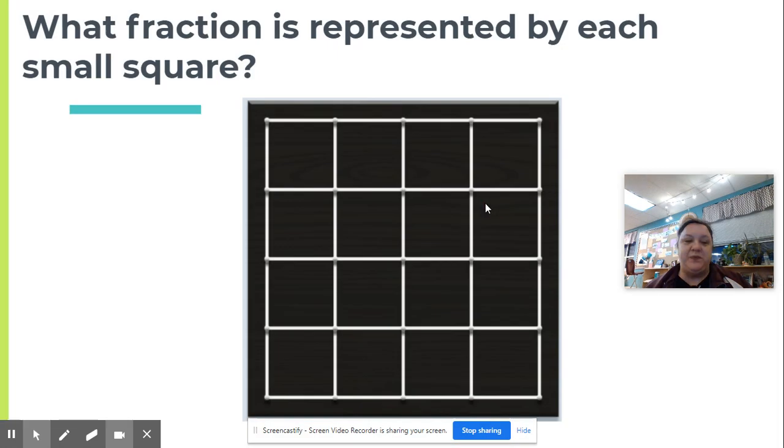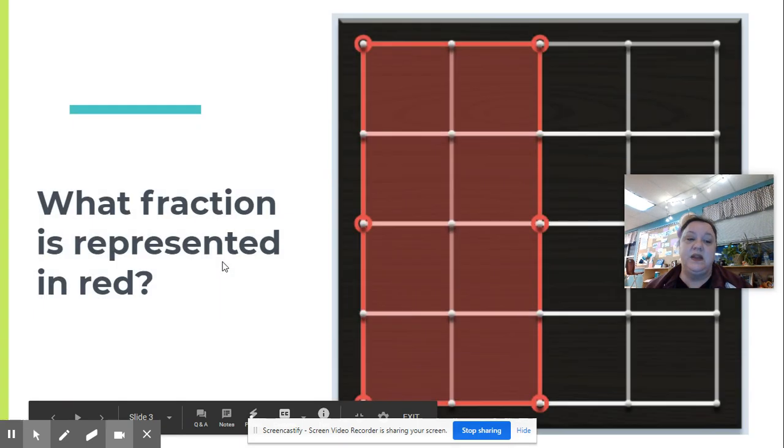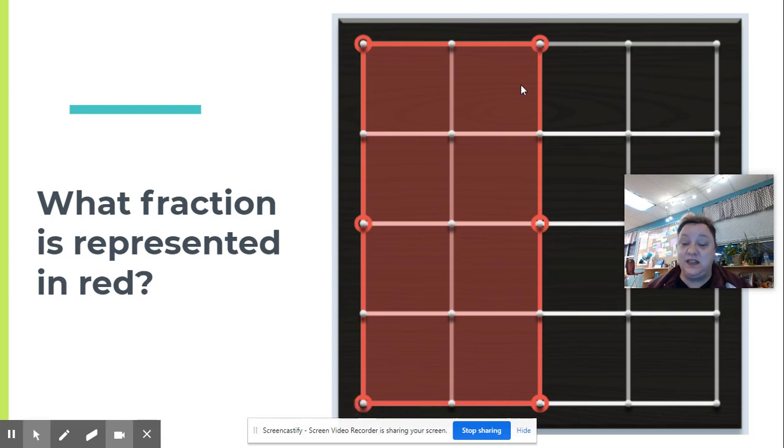All right, so what fraction is represented by each of these small squares? So we're reviewing a little bit from the geoboard. Each of these small squares, it's 1/16th, right? Because it takes 16 of these to make one whole. What about this? What fraction is represented in red? So this one is 1/2 of the geoboard, right? We could also think of this as being 8/16.